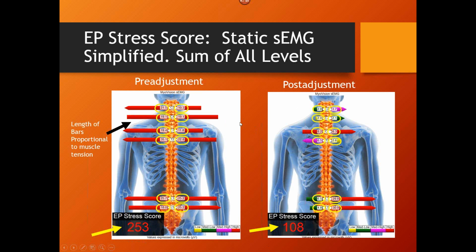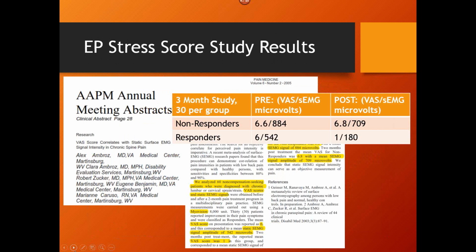Now, we typically don't do pre- and post-adjustment tests, obviously, but the study that was done was a major study at the VA hospital where this brilliant researcher started recognizing that, wow, the static EMG is extremely valuable. It correlates very highly with the VAS scores, so the subjective and the objective. And this is what they found. They did a 3-month study, and it was a control group study. It was 30 per group. And they found that those that responded to care, their VAS score went from 6 to 1, and their EP stress score, the sum of all their activity, went from 542 to 180.